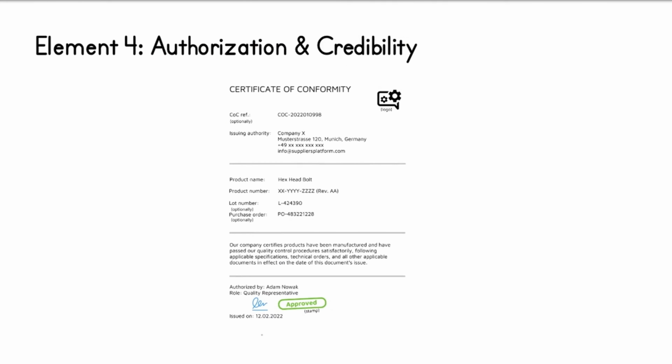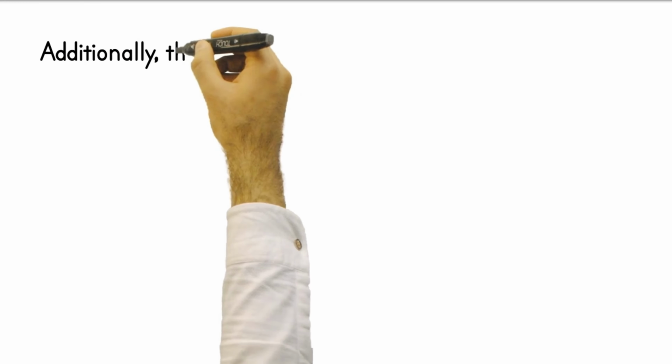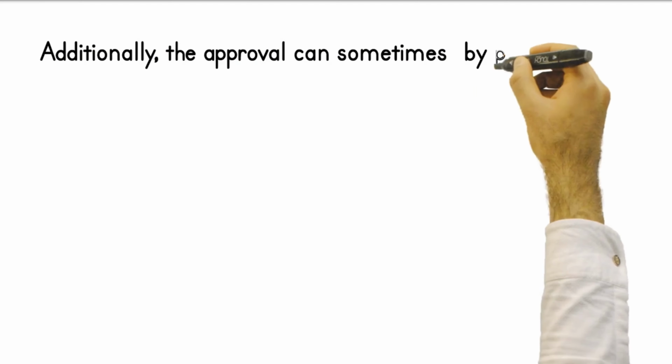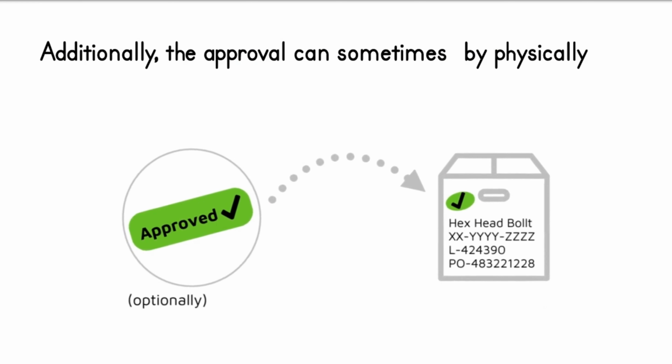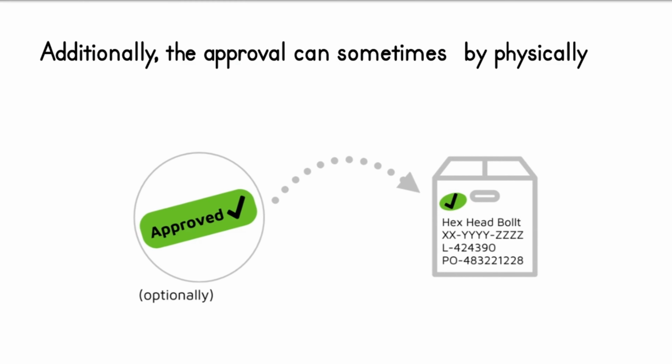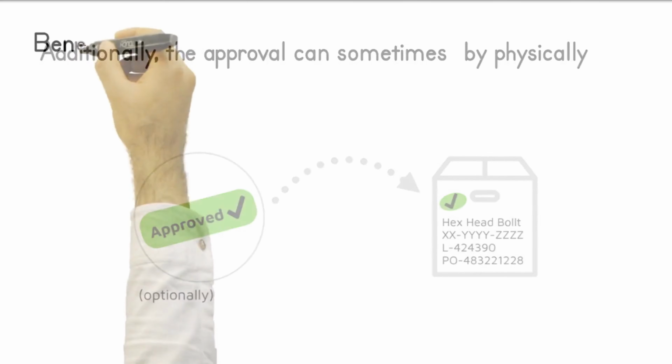Element 4. Authorization and credibility. This part confirms the document's credibility. It includes date of issue, place of issue (optional), name of the authorized person, role or function, for example, quality representative, signature. Additionally, the approval can sometimes be physically attached to the product as an approval tag, or approved parts can be marked with labeling attached to the batch packaging.